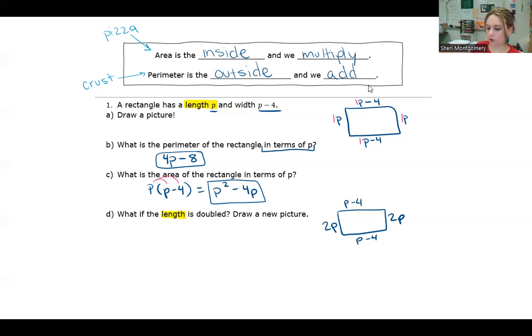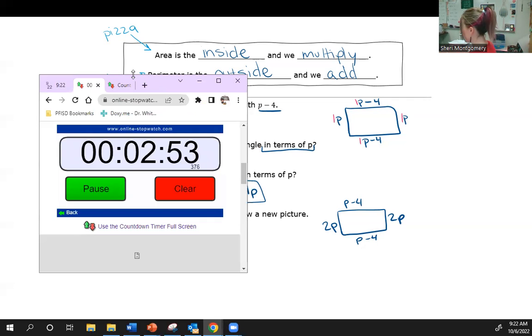So you have 2 more parts. You have an E and an F. So I'll give you 2 minutes. Do those. Find it on your own and then check with your people. See if the person next to you got the same thing.